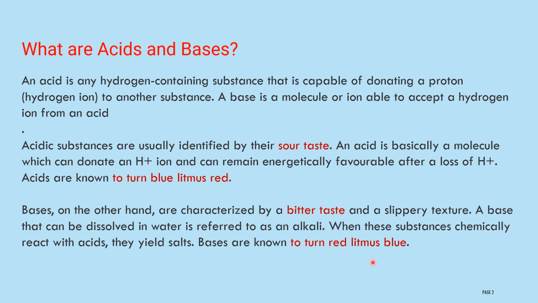Here you have to remember important points. Acid is nothing but it contains hydrogen ion. Then it is able to donate H plus ion to another substance. Base is nothing but it can accept H plus ion from an acid. Acid it will be sour taste. Base it will be in bitter taste. Acid it will convert blue litmus paper to red. Base it will convert red litmus paper to blue.